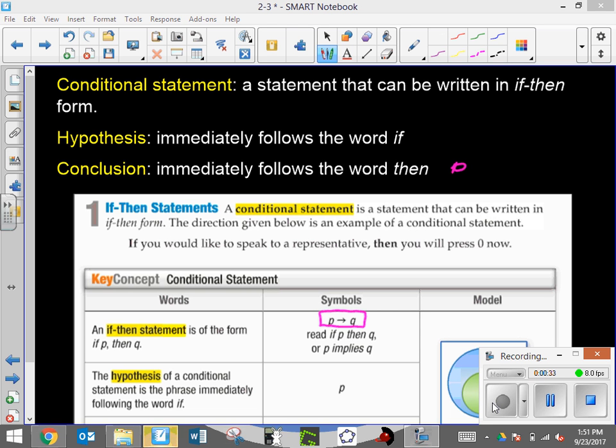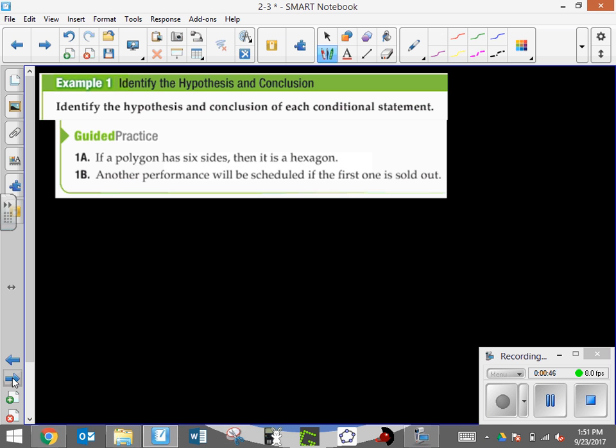I'll write it again because it looks like I wrote over it a little bit. If P, then Q. That's how we state that. Alright, so that's all I'm going to ask us to do in the first part, is identify the hypothesis and conclusion. So if I go to example 1 and look at 1a, if a polygon has 6 sides, then it is a hexagon.